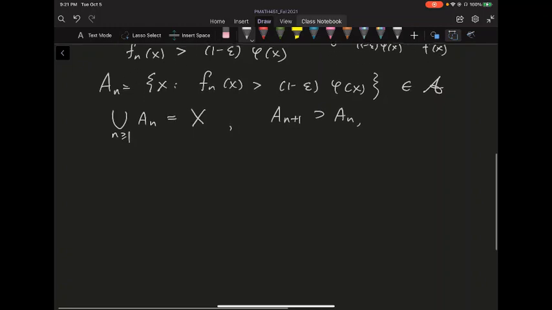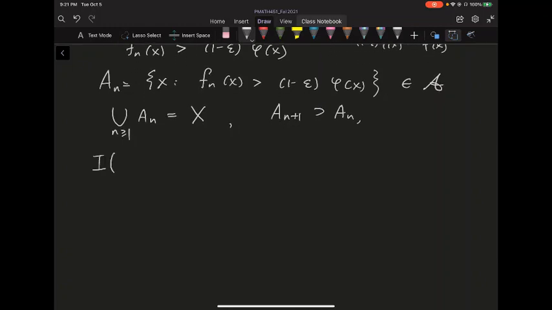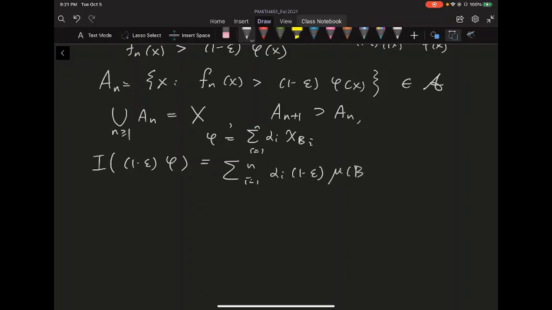So now let's consider the value I of (1 minus epsilon) phi. Last time we showed this is really the integral of (1 minus epsilon) phi. This is a simple function, so let's say phi is equal to the summation of alpha i chi of Bi, where i goes from 1 to n. By definition, it is the sum over i from 1 to n of alpha i, I multiply everything by (1 minus epsilon), times mu of Bi.